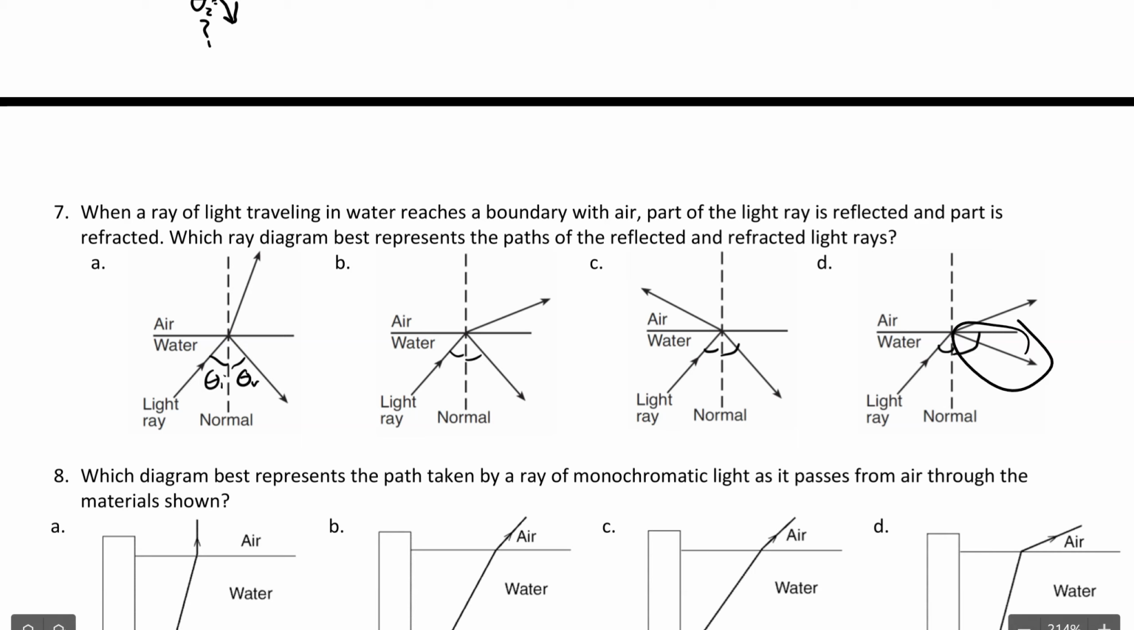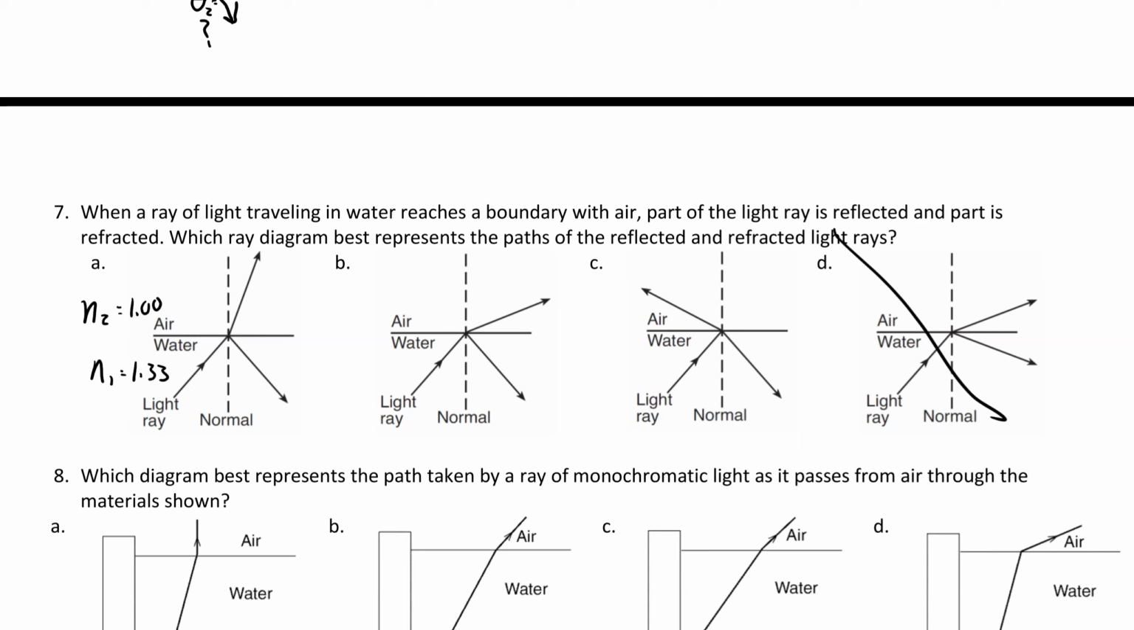D, this is not good. That's bigger than the angle of incidence. So we want the angle of reflection to be the same as the angle of incidence. So we're eliminating D right away just by looking at it. And same with this, we're just going to look at it and see. So if we're going from water into air, a higher index, N1 is equal to 1.33, to a lower index, N2 is equal to 1.00. And I'm doing it like that because it starts here, so that's the first medium. And if it goes into a less optically dense medium, it speeds up and bends away from the normal.